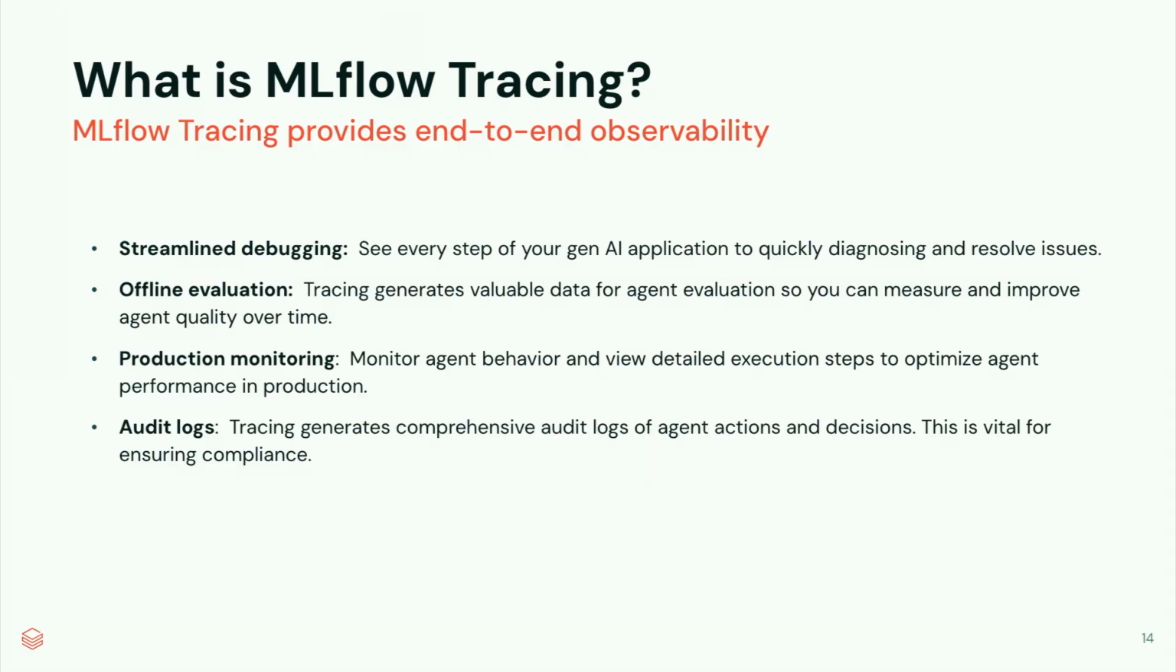Production monitoring. It allows you to monitor the agent behavior or actions it takes in production to optimize the agent performance or capture any regressions or edge cases or errors happening. So you have confidence that your agent is working properly in production. Audit logs. Tracing also generates audit logs for agent actions and decisions. This also allows you to use these logs later for review or edit and understand the quality of your application.